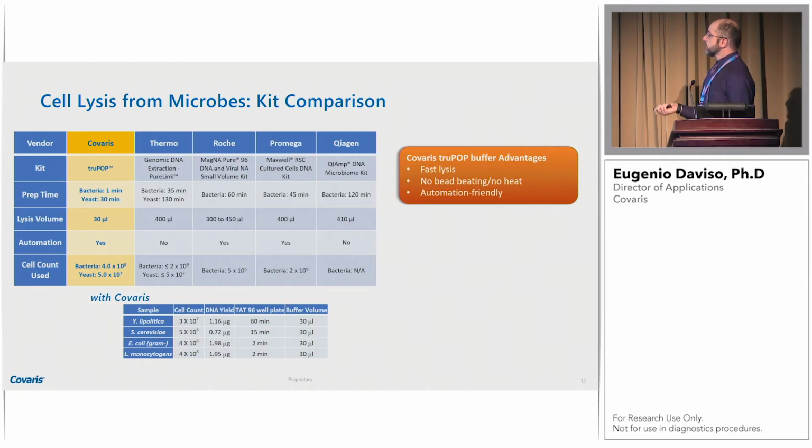So this is a comparison between Covaris and other solutions that are out there in the field. The preparation time for bacteria is way faster compared to everything else. The lysis volume is 10 times lower. It can be more than that without exceeding 100 microliter, 50 to 100 microliter. It doesn't give you any advantages though, that's the secret.